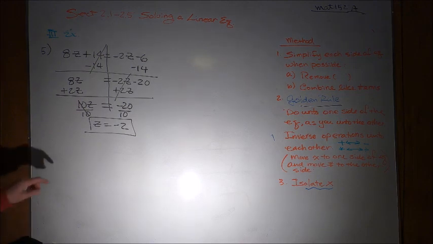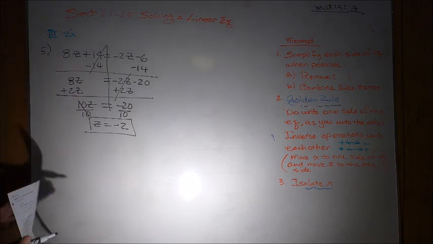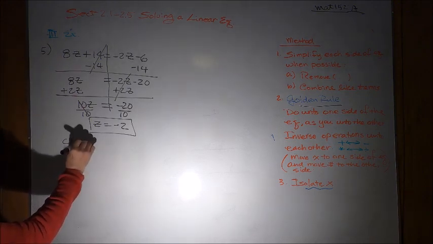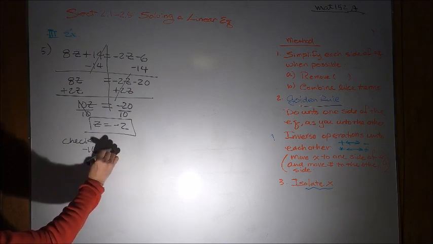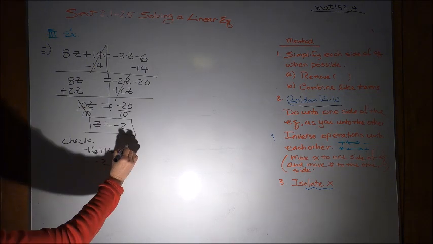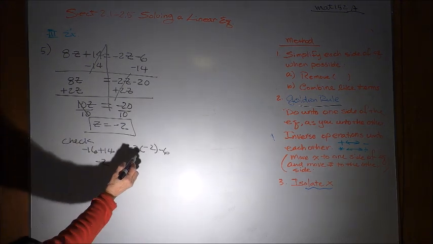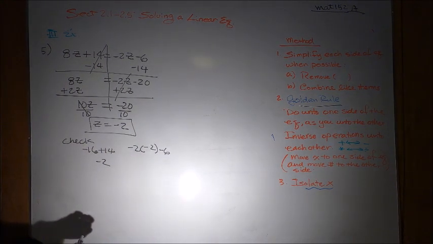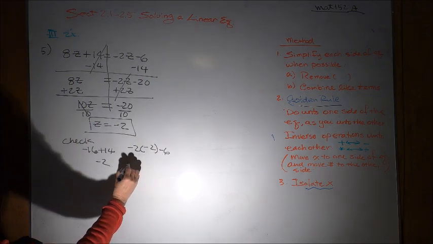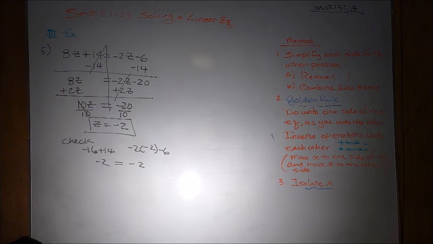Take a quick look to check. Negative 2 minus 8, negative 2 multiplied by 8 is what? Negative 16 plus 14. That would be what? Negative 2 on this side, right? Then on this side, negative 2 times negative 2 minus 6. Negative 2 times negative 2 is what? 4. 4 minus 6 is what? Negative 2. So they are the same. So that's how you check. Right? So, next one.